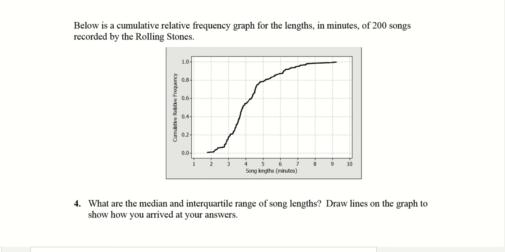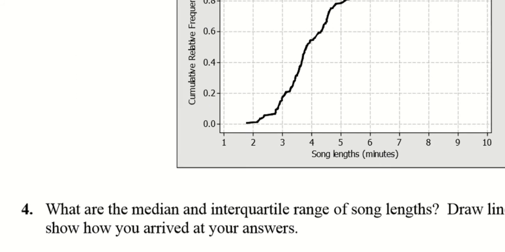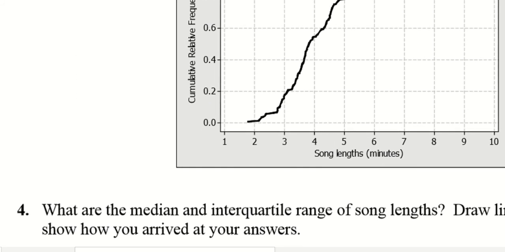We have a cumulative relative frequency graph here. And what you're going to want to do on number 4, it asks, what are the median and interquartile range? So you have to know what median means. Median means the middle number, right? 50%. So I know that the median is at 50%. And I know that IQR has to do with 75% minus 25%.